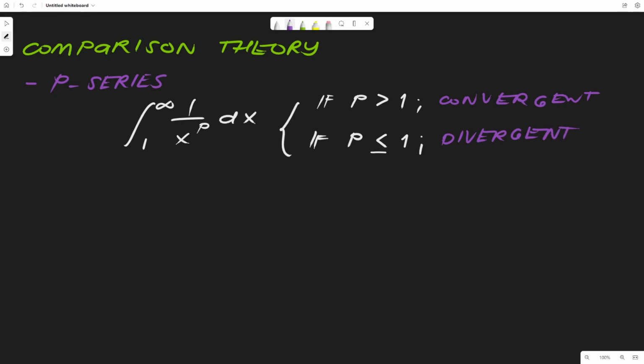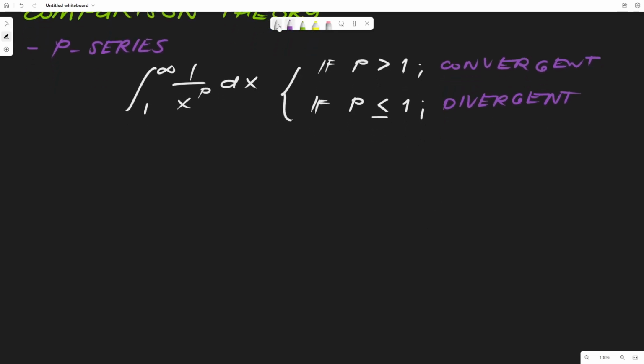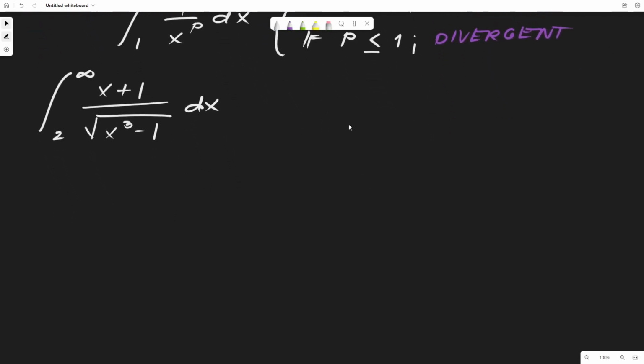So, this will be our basis in determining if a certain integral is convergent or divergent. For example, if I have my integral of (x + 1) over the square root of (x cubed minus 1) dx, from, let's say, 2 to infinity. Let us check using comparison theory if this integral is convergent or divergent.